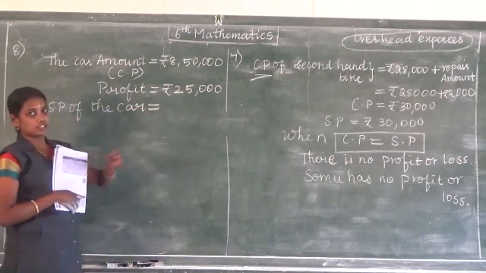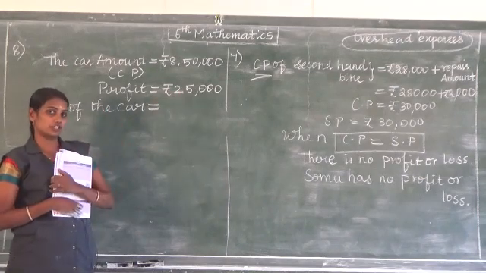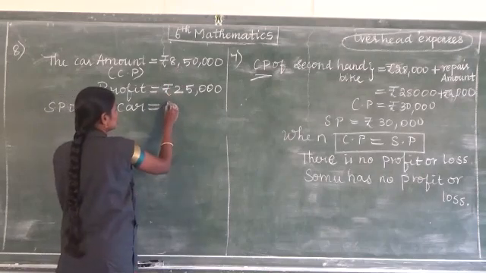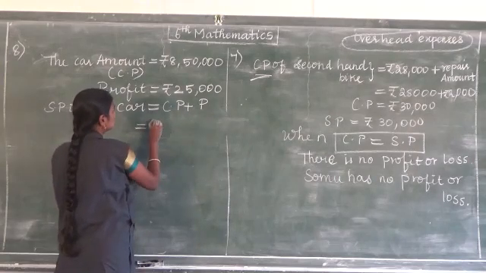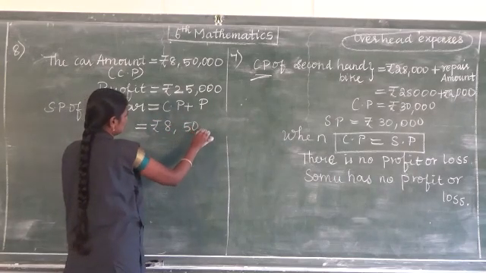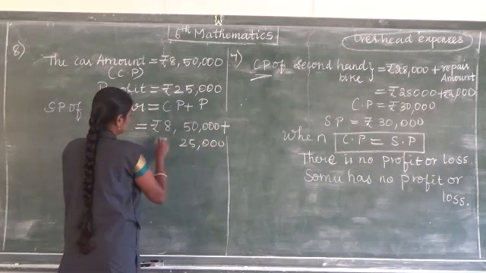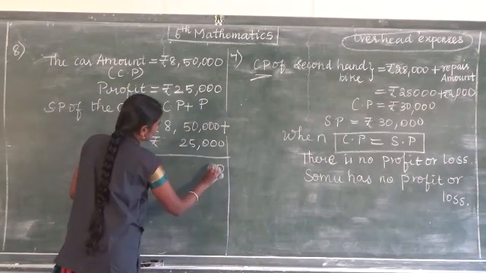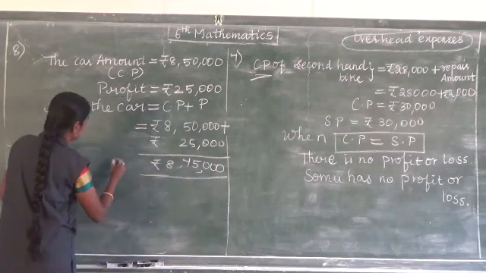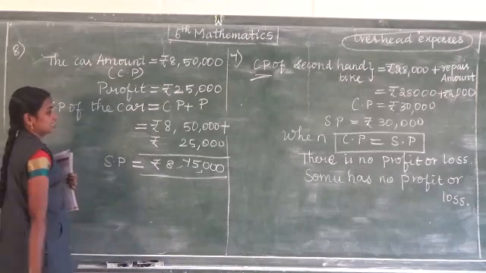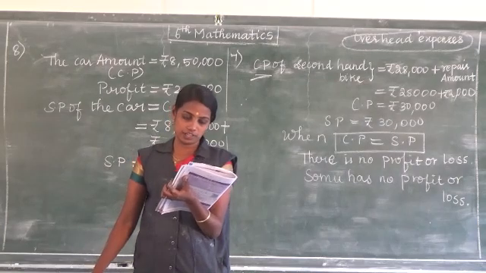So he needs to get the profit 25,000. Okay, he fixed that I need to get profit 25,000. The cost price was 8,50,000. So add the cost price plus profit: 8,50,000 plus 25,000. So the selling price of the car should be 8,75,000.